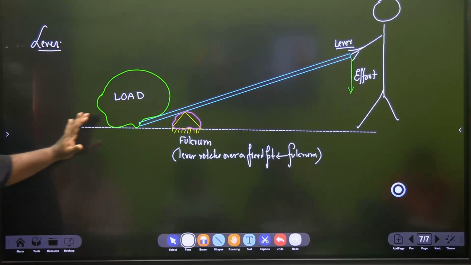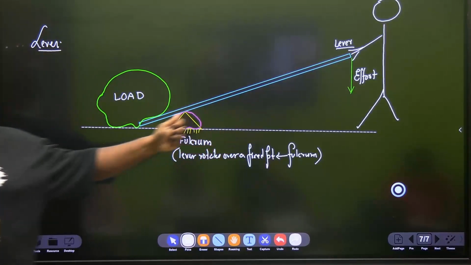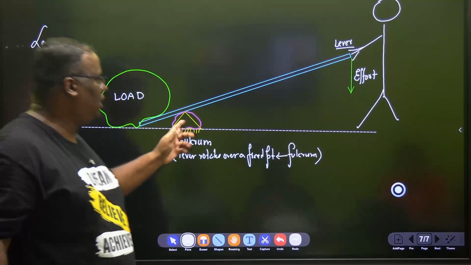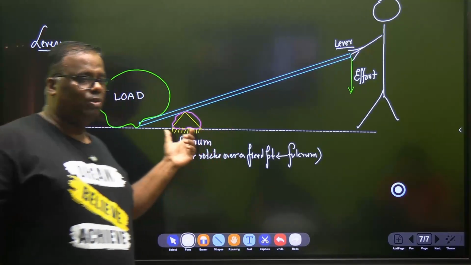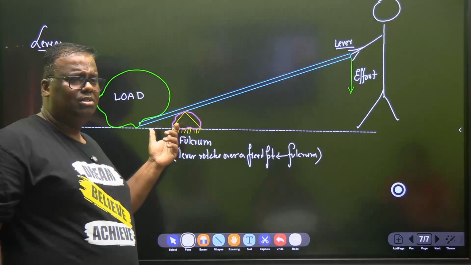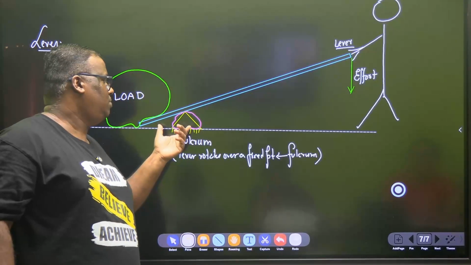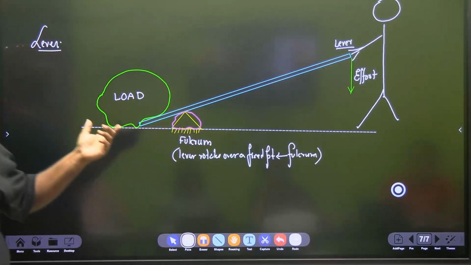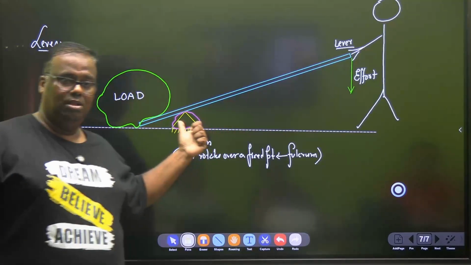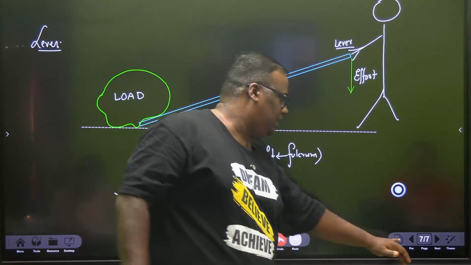Let me change this diagram now. This is just to make you understand how a lever works. A lever is a strong rigid bar which is able to rotate over a fixed point, which is known as the fulcrum. The fulcrum is fixed. Yes, it is able to rotate on a fixed point, the fulcrum. And as it rotates on the fulcrum, with a lever you can apply a lesser effort to move a larger load. Understood? So let's see this in an easier diagram.